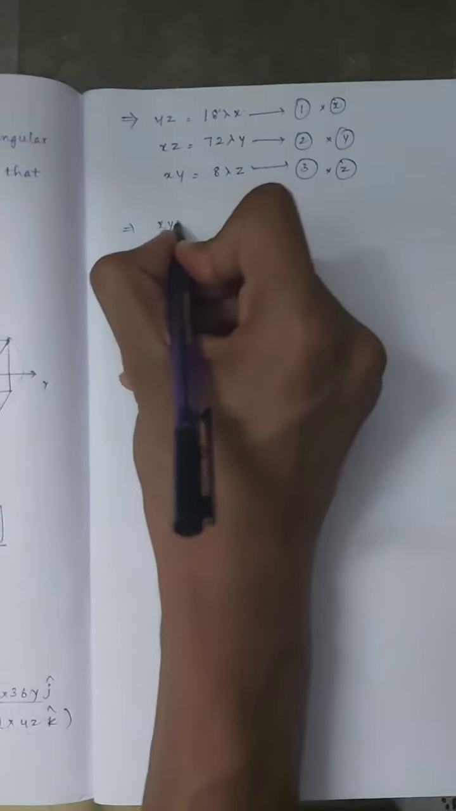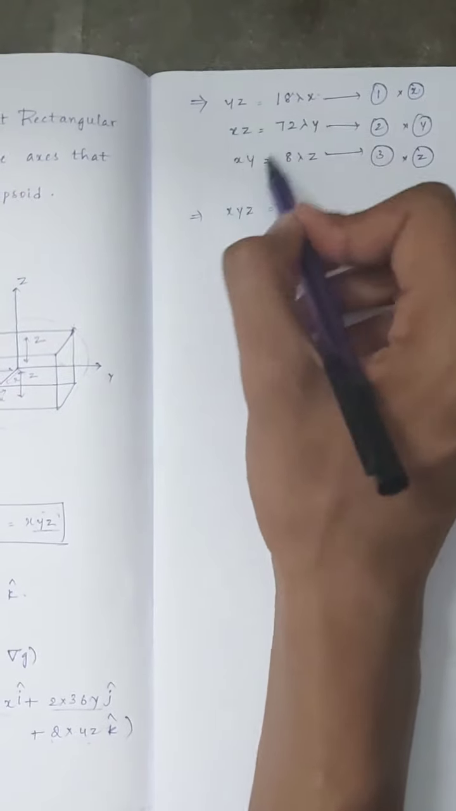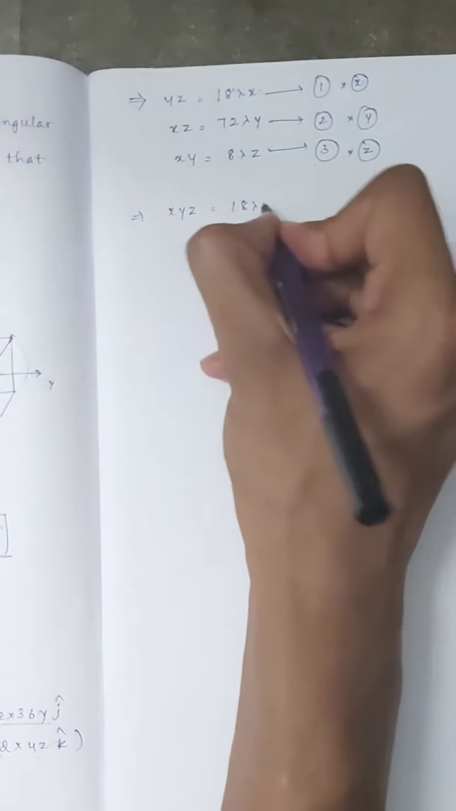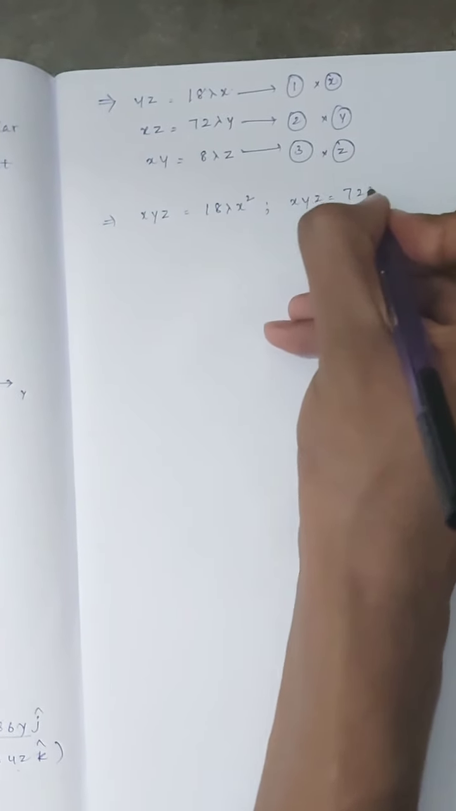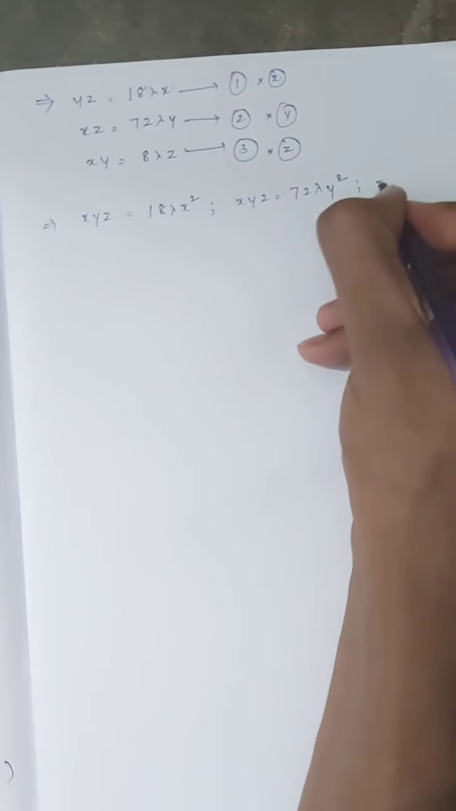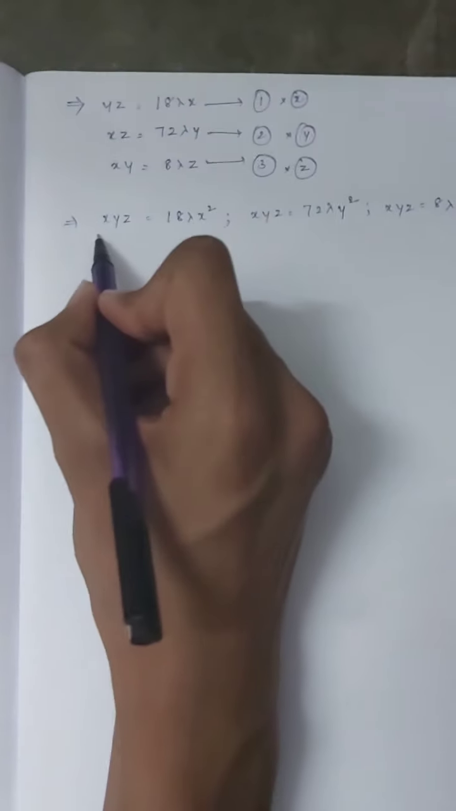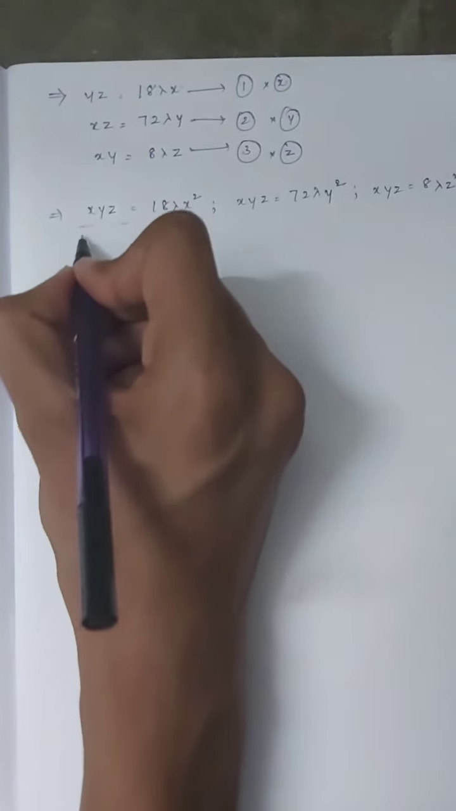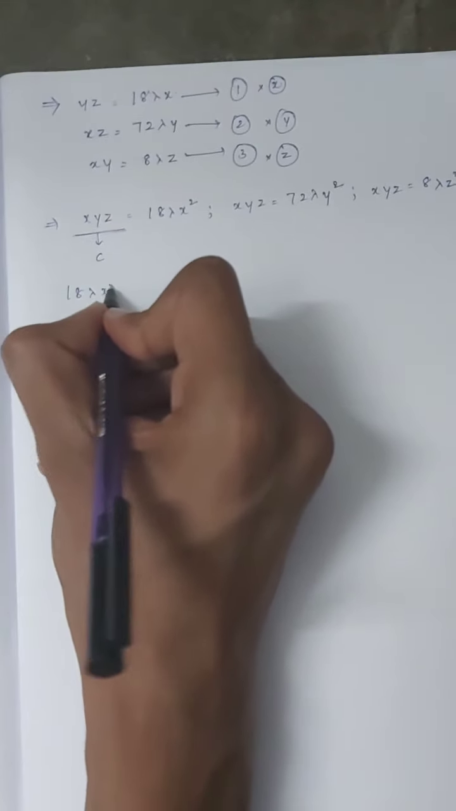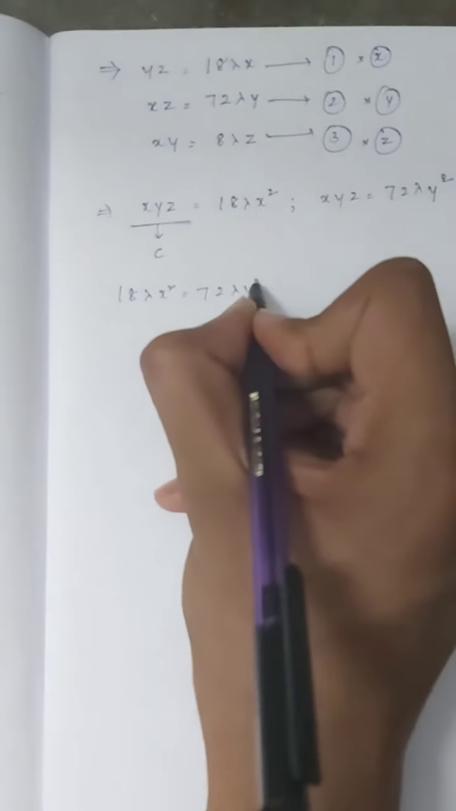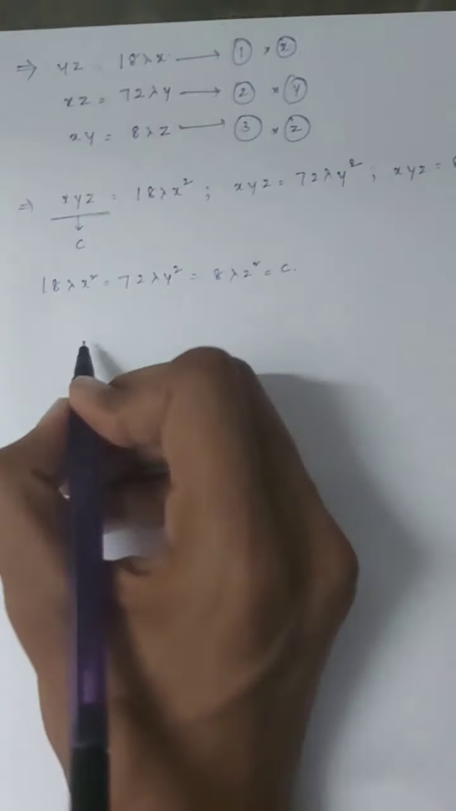So we would get xyz in all three equations, since we multiplied by the missing variable in each equation. It would be 18 lambda x square, and xyz is equal to 72 lambda y square, and xyz is equal to 8 lambda z square. So all are equal. Let us take them as a constant c. So 18 lambda x square is equal to 72 lambda y square is equal to 8 lambda z square is equal to some constant c.